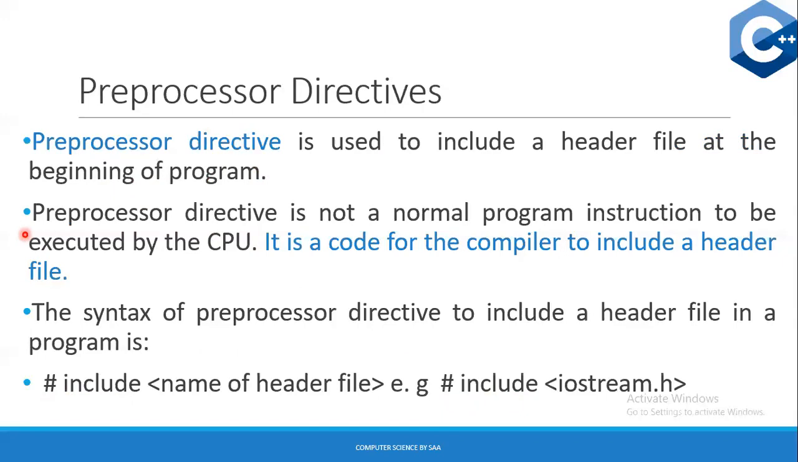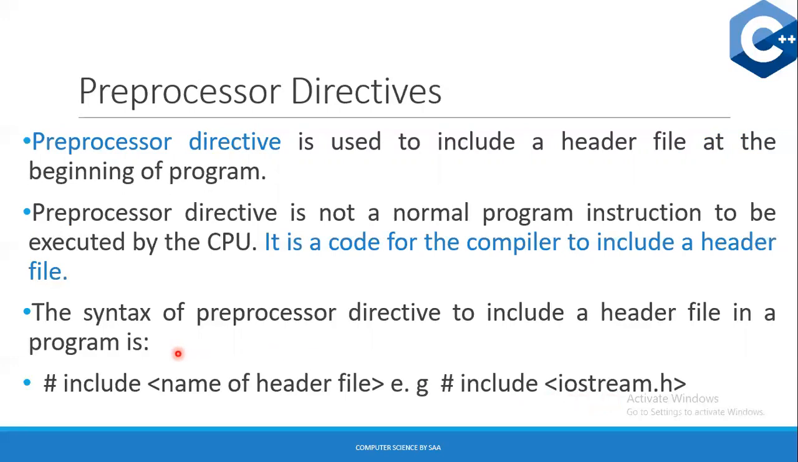Preprocessor directives are not normal program instructions. It is basically a code for the compiler to include a header file. For all the statements that are written with hash include, our compiler automatically knows that this instruction is for the compiler. So the compiler understands the instruction and includes the respective header files which are mentioned.